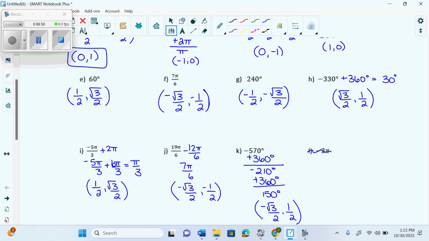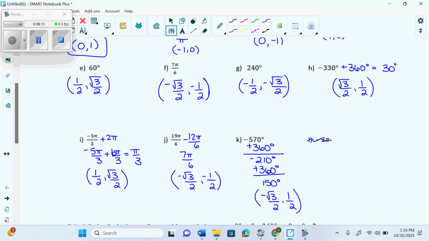Make sure when you are using degrees, you have what? Degree symbols. If you don't put a degree symbol, what are you telling me it is? A radian. And you're like, well, Ms. Lepp, you know better. No, I don't. There's not a degree symbol. So please, put the degree symbols. All right.